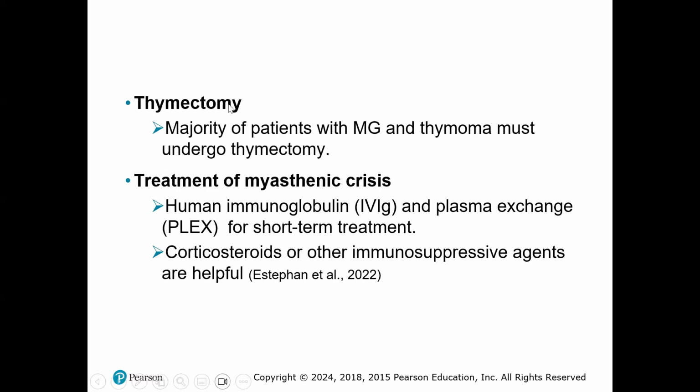Again, we also should be doing the thymectomy, which is the removal of the thymoma, in the majority of patients. Okay. Another treatment is for the myasthenic crisis. At the time of the myasthenic crisis, we use human immunoglobulin, which is IVIG, and also plasma exchange, which is PLEX treatment, for the short term, and steroids and other immunosuppressive drugs are also used, which are prednisone and azathioprine.